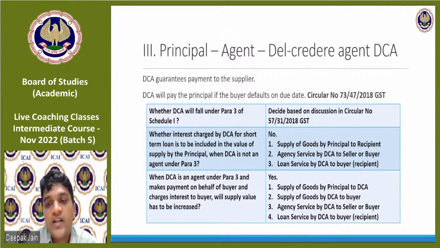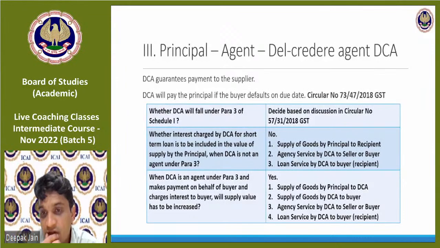What is the scope of aggregate turnover? Aggregate turnover scope is everything, or total turnover is part of aggregate turnover. Example, if Tata India imports service from Tata Holding outside India, then is GST applicable? Yes, GST is applicable in that case.